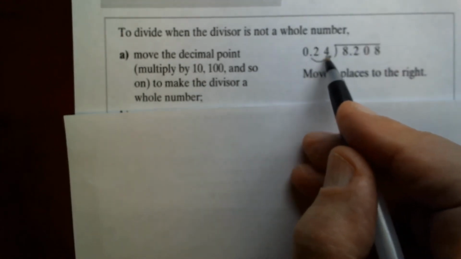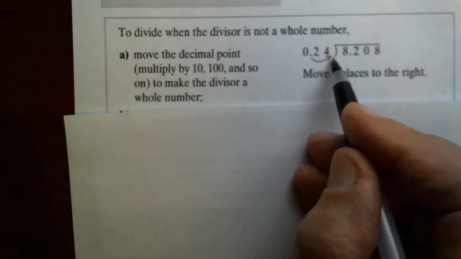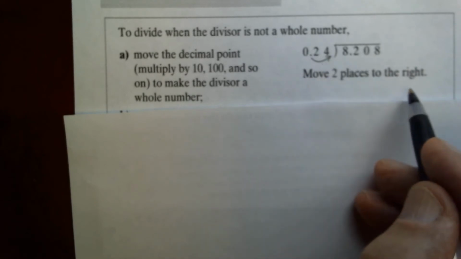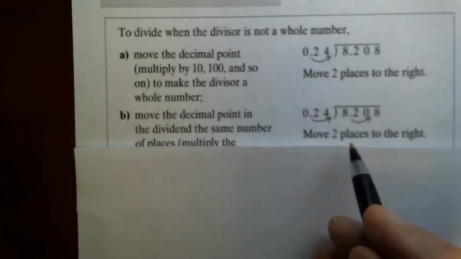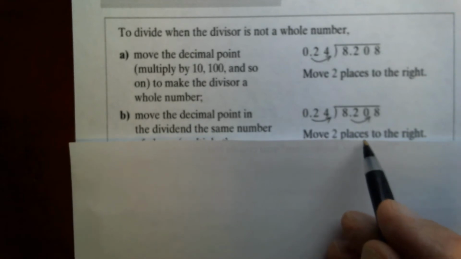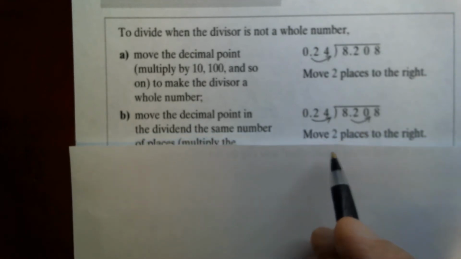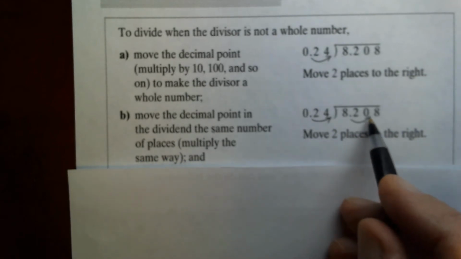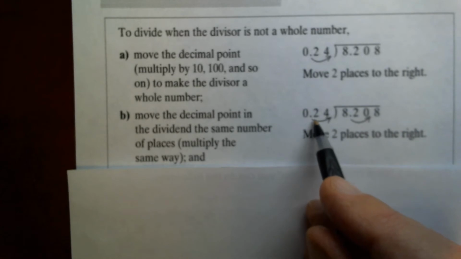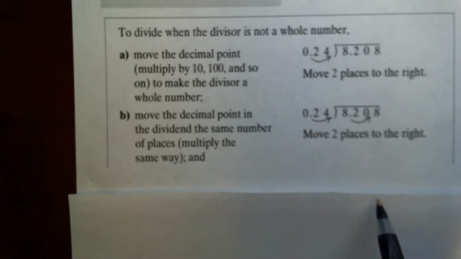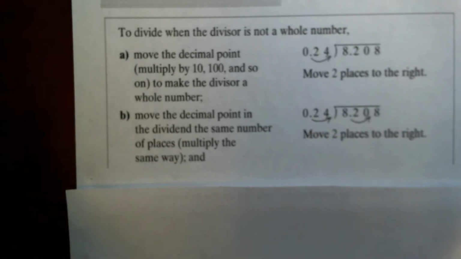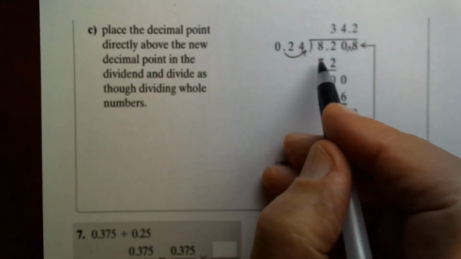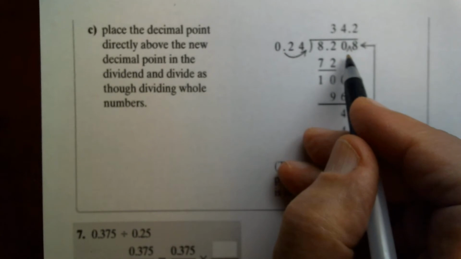So we make the divisor, in this case 0.24, a whole number, by moving the decimal point 2 places to the right. So now it looks like what we've done before, and then we move the decimal in the dividend the same number of places. We also move it 2 places to the right in this particular case because there are 2 decimals here. So now it looks like something we've done before. So now we're dividing 24 into 820.8.